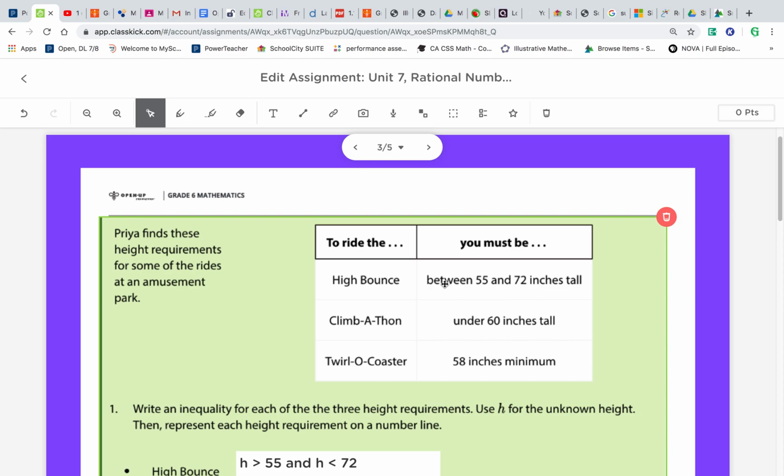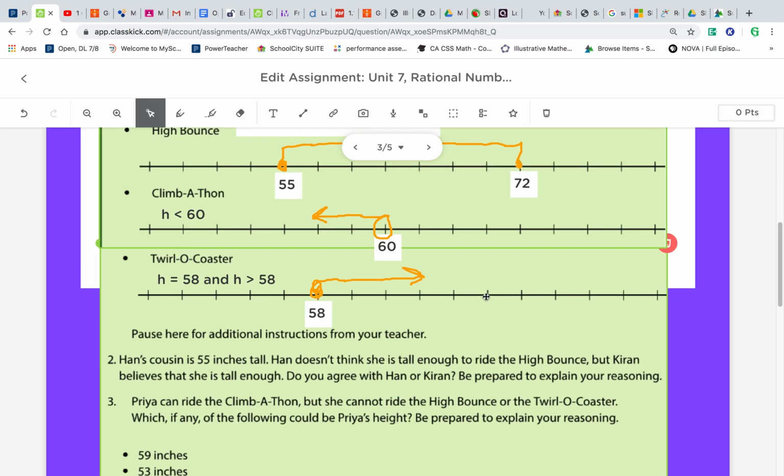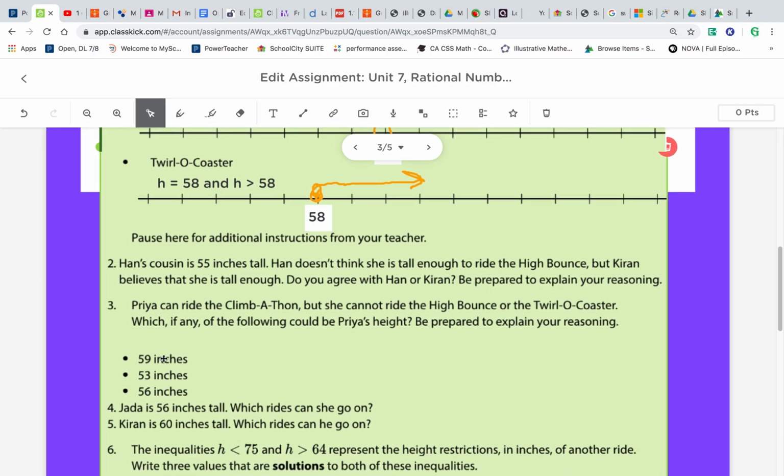Okay, but for the high bounce, she's not allowed to ride that either. So it's between 55 and 72. So if she's under 60, she meets the requirements of the Climathon, but she's not even 55. It means she has to be less than 55, right? So like 54 and below. So let's look at what the options are. The options are 59, nope. 53, yes. 56, no. So only 53 inches, that's the only one that she could be of these choices here. She could be 54 inches, but that's not a choice.